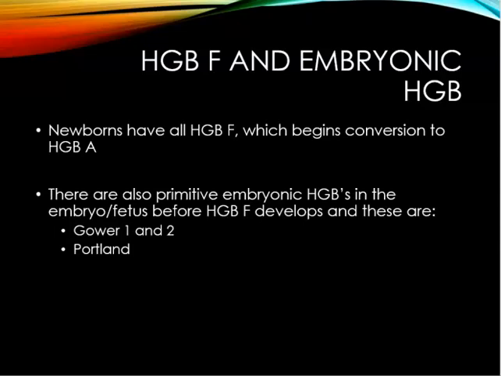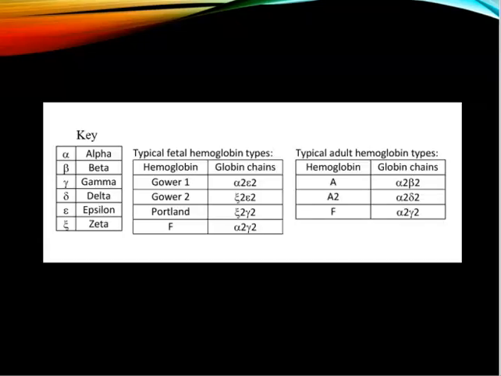And again, we're not going to focus heavily on these, just know that those are primitive embryonic forms of hemoglobin. Okay, here is a nice chart showing you all the different types of hemoglobins and the chains that they contain. Here is your Greek letter key over here.